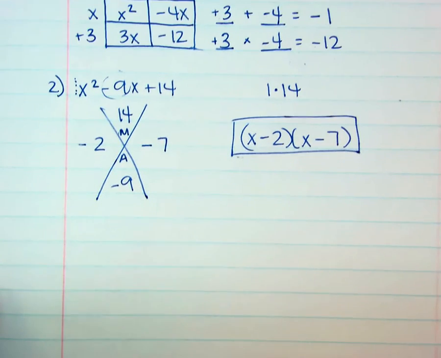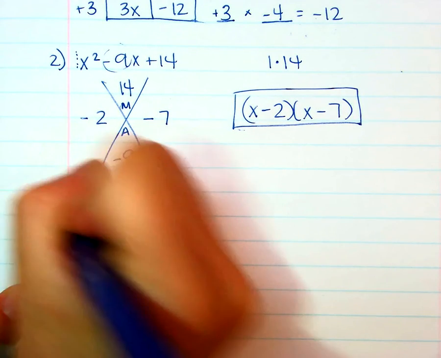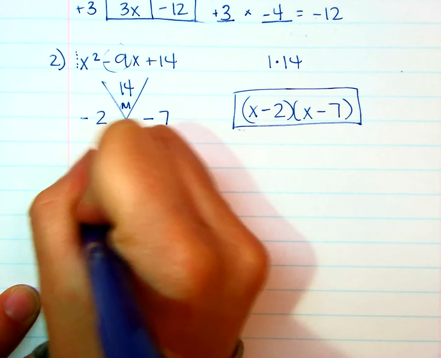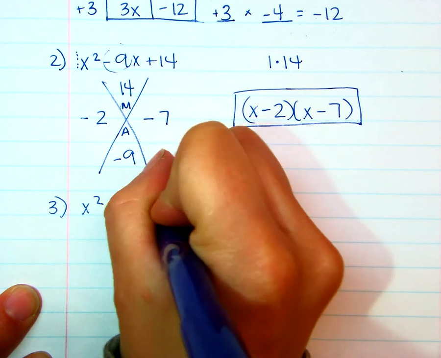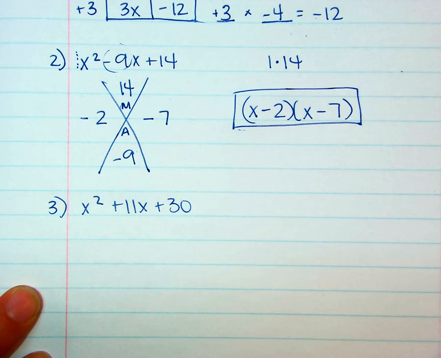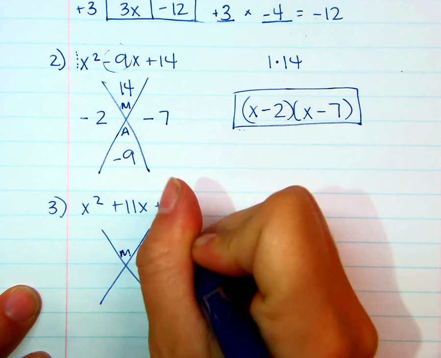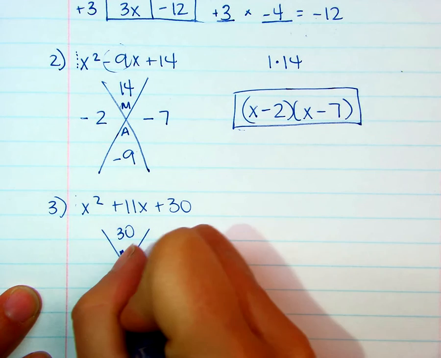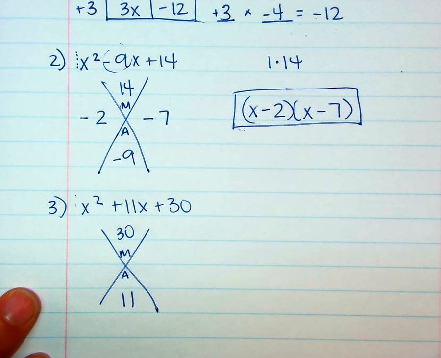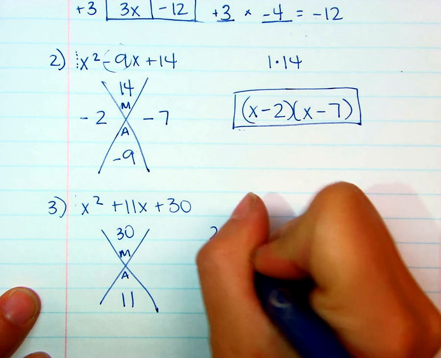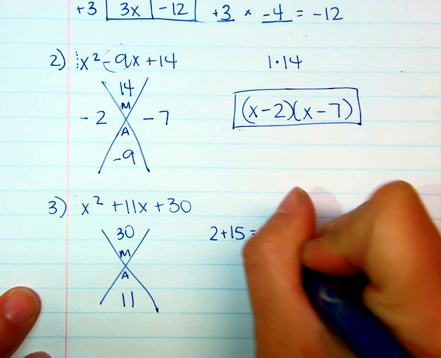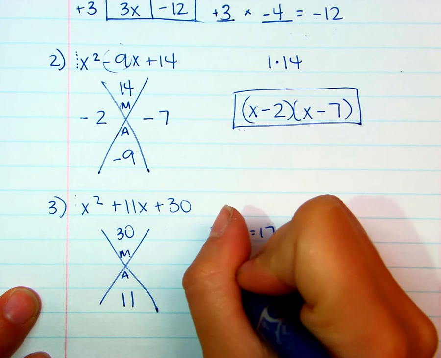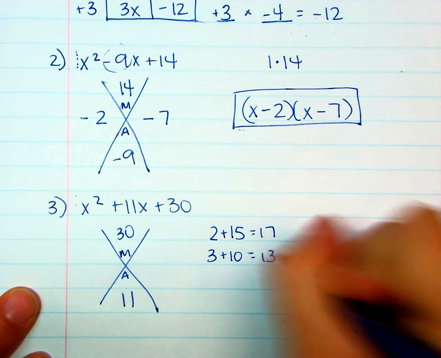Okay, let's do one more. Number 3. Let's see. We've got x squared plus 11x plus 30. So let's do our diamond method again. So we want to multiply to give us 1 times 30 is 30. We want to add to give us 11. So 2 numbers that multiply to 30 but add to 11. Well, we've got 2 and 15, but they add up to 17. 3 and 10, they add up to 13.